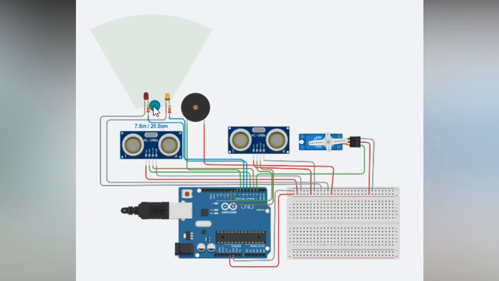When the sensor calculates that the level of garbage inside the trash can is below 10 cm, the Arduino will trigger the red LED and the buzzer. It means that the trash can is full and needs to be cleaned.